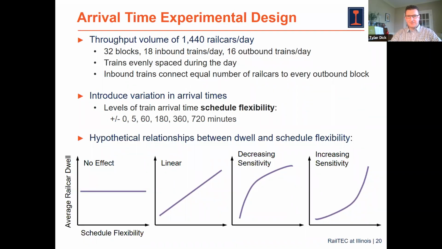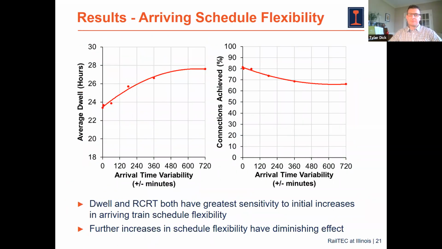So when we look at the results, we could see some different hypothetical relationships between the average rail car dwell in a yard and schedule flexibility. If this was flat, there'd be no effect, and we could have a variety of different increasing relationships we might observe. When we look at our actual results, on the left-hand side here, we're plotting the average dwell time for cars in the yard as a function of our arrival time variability. And we see a somewhat similar trend to what we observed between the mainline schedule flexibility and the train delay, in that after some initial increase in our arrival time variability, we see an increase in dwell time, and then as we introduce further variability, it sort of plateaus. We don't see any further impact.